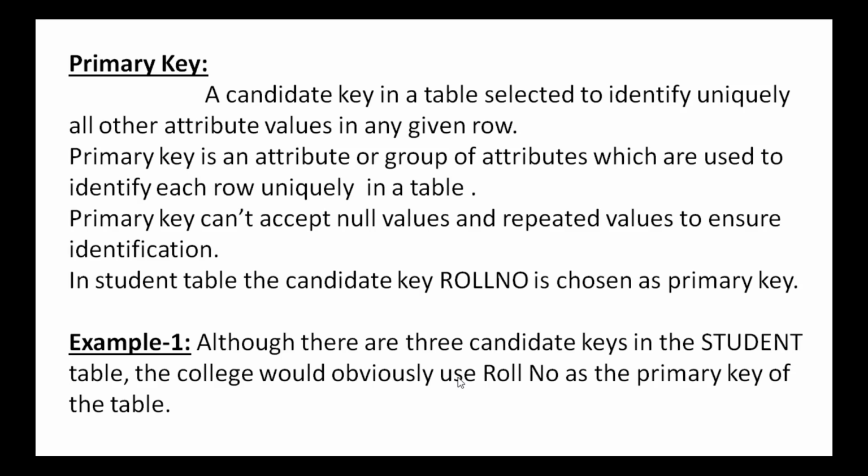Okay, and in student table there are several candidate keys: roll number, cell number and Aadhaar number. Actually as per our real world requirements, real world specifications, we can choose any one of the candidate keys as a primary key. In this example, in student table here we are maintaining the college database. That's why the roll number candidate key is chosen as primary key in the table.